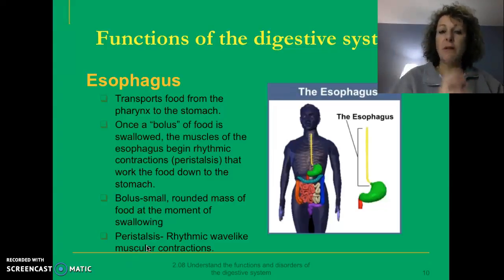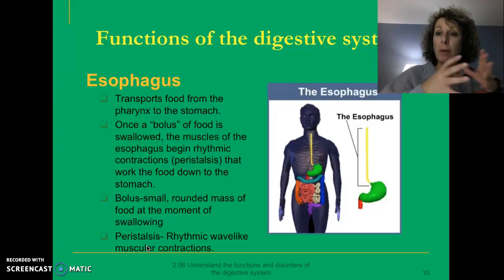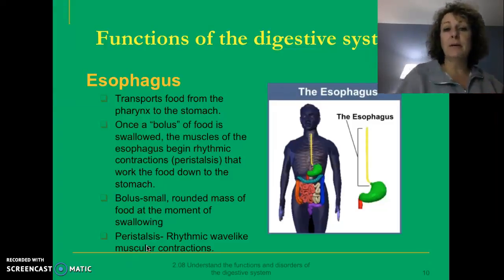Peristalsis helps to bring that food down to the stomach. It doesn't just fall out of your throat into your stomach or out of your mouth into your stomach. It has to move down by peristalsis. So those rhythmic contractions help to bring it down.